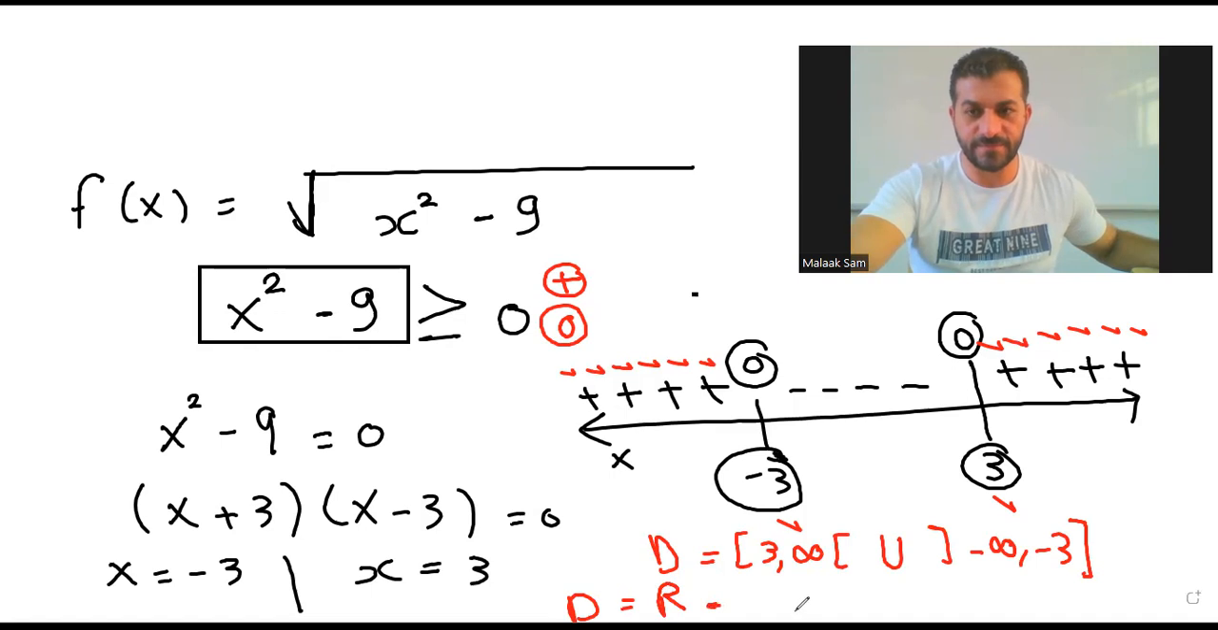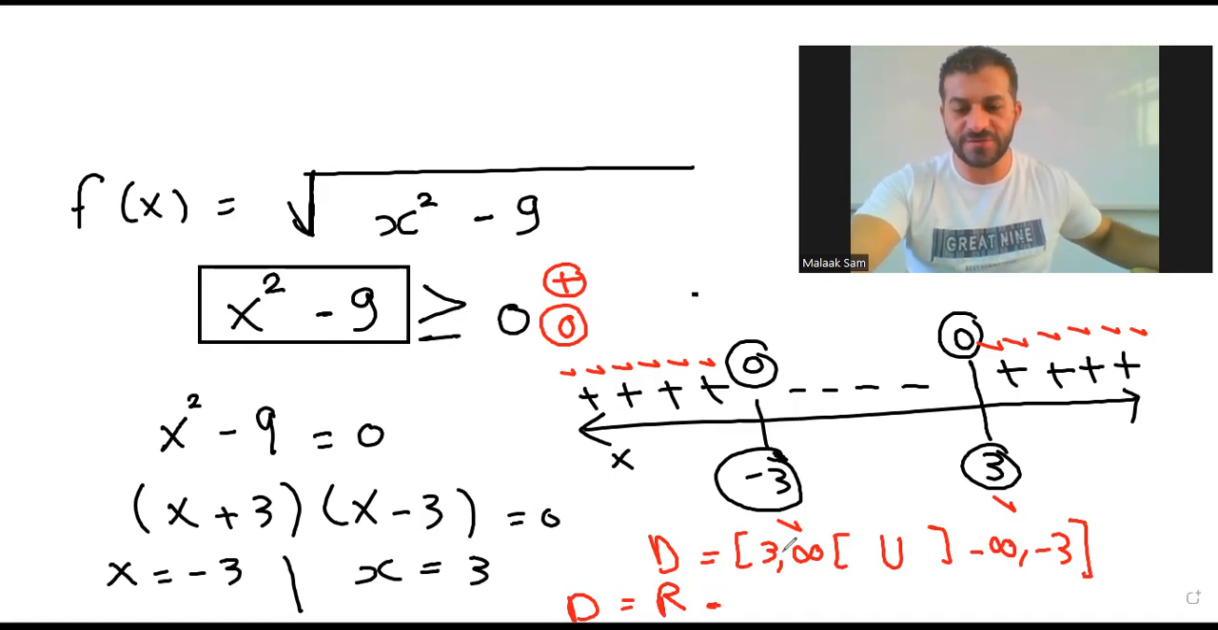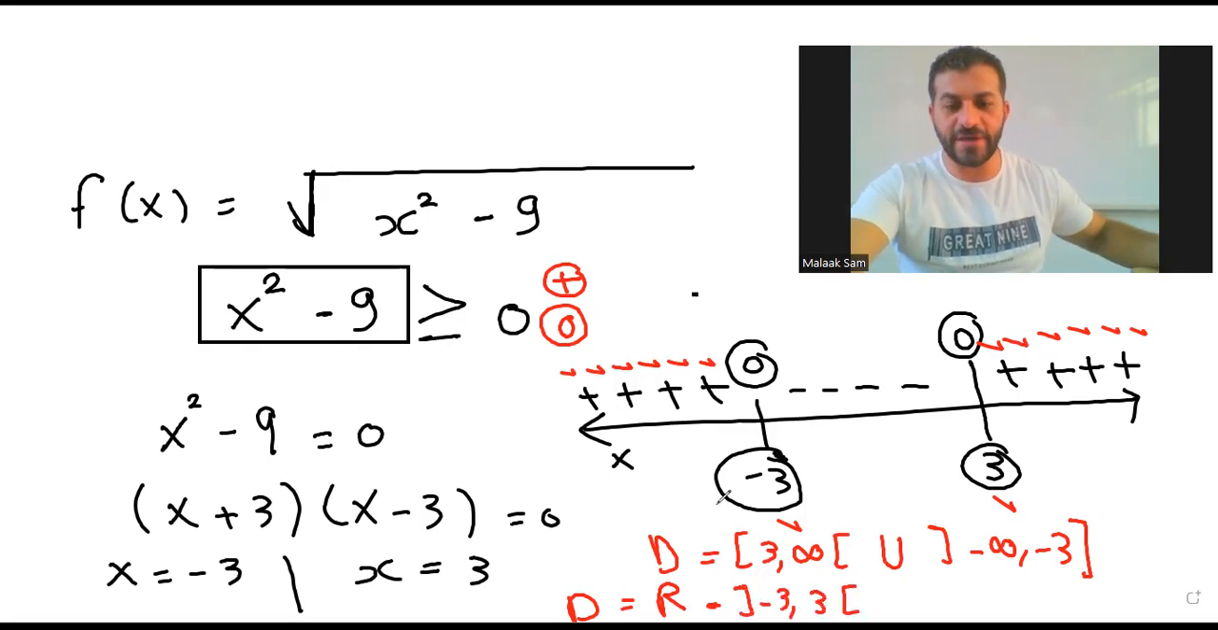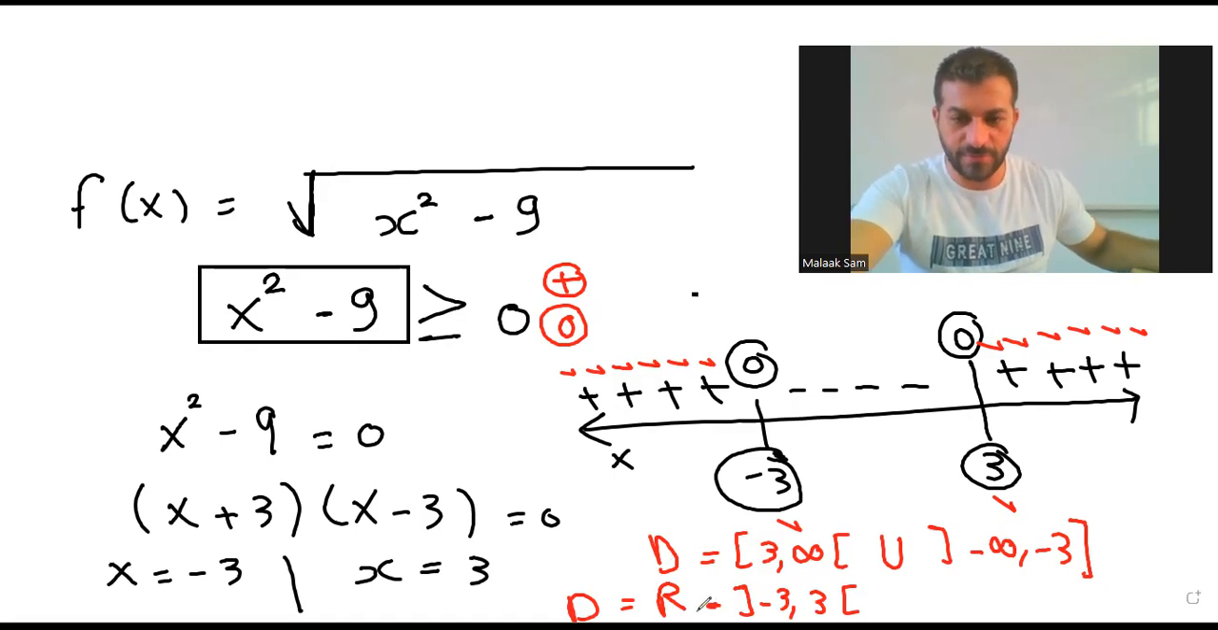Pay attention. Our difference is the negative values of the function. And negative values of the function start from negative 3, after negative 3, not including negative 3, till 3. So we can write the domain as R, which is all the number line, except the difference from negative 3 till 3, but negative 3 open. Okay?